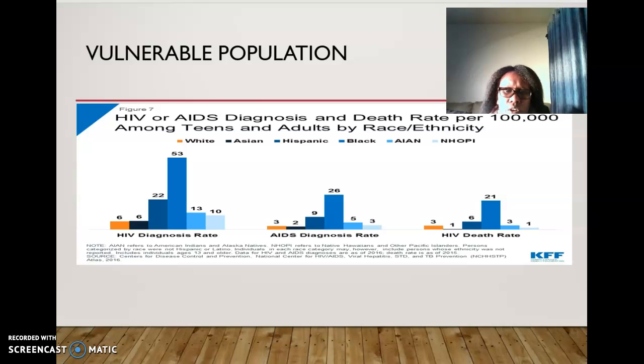I just found these statistics about HIV and AIDS diagnosis and death rate per 100,000 among teens and adults by race and ethnicity, and it shows that African Americans, or the Black population, as well as Hispanics, have a high rate of diagnosis.